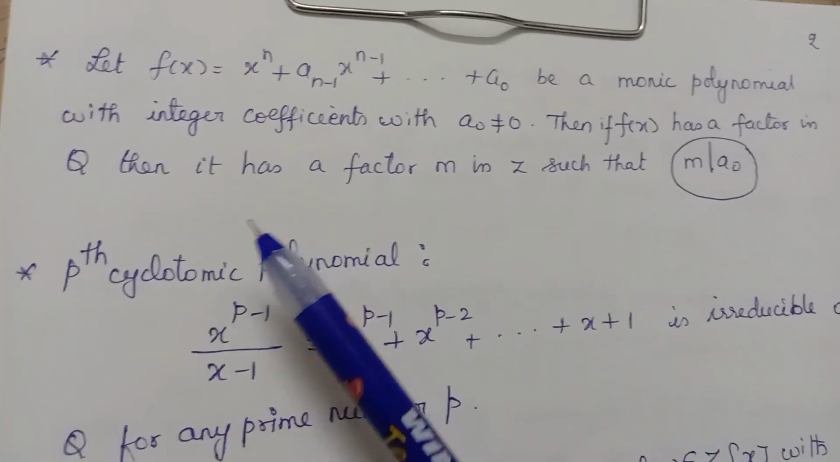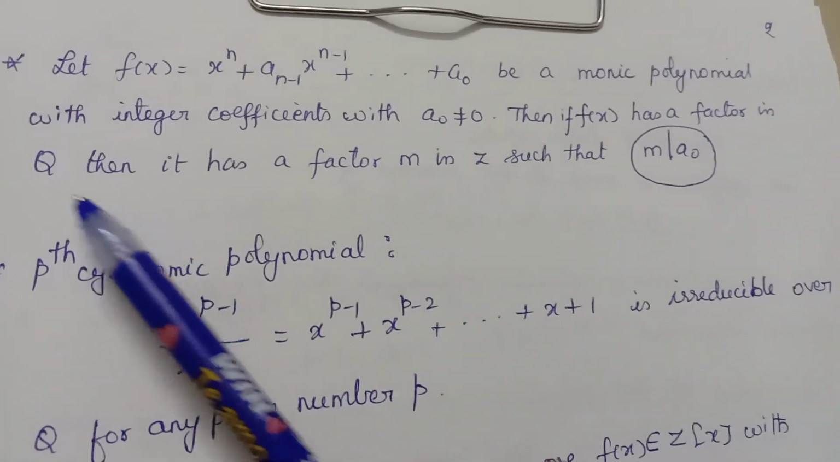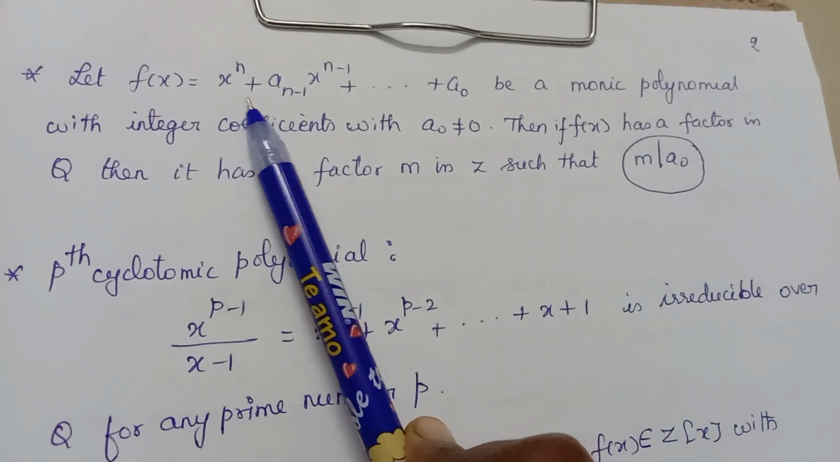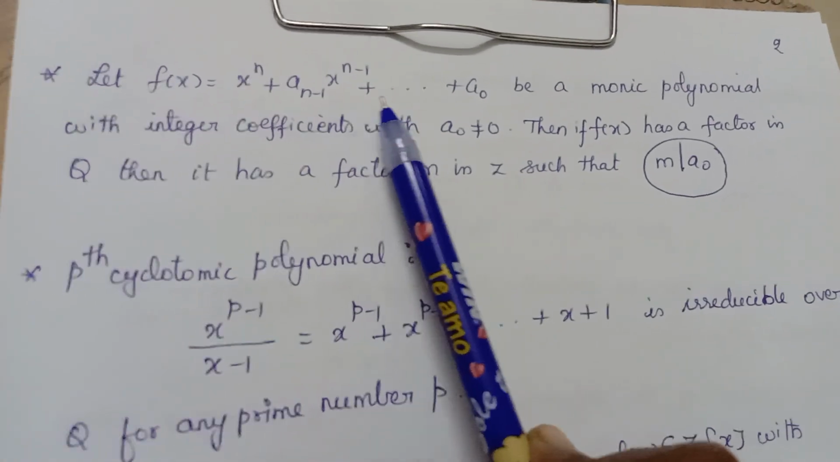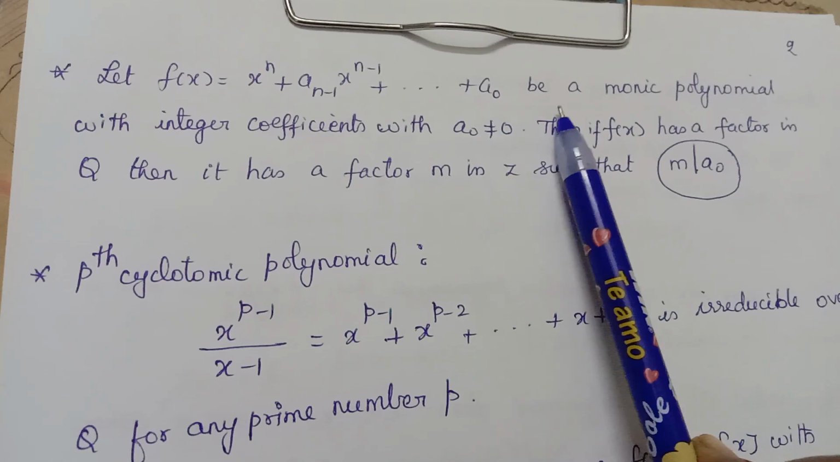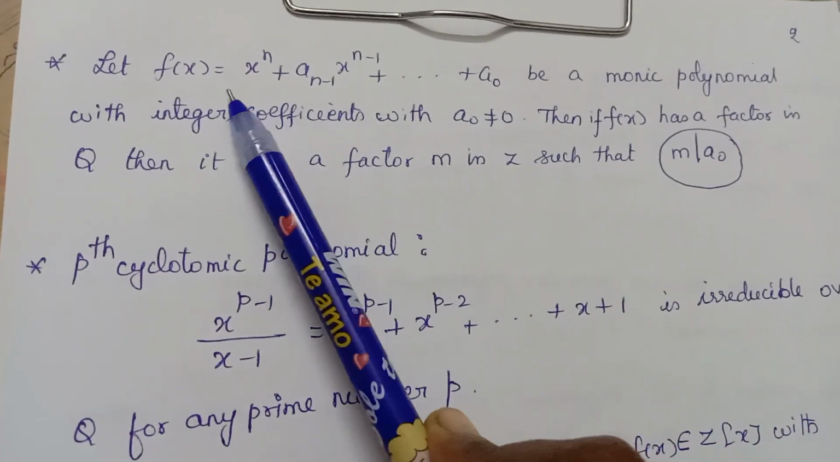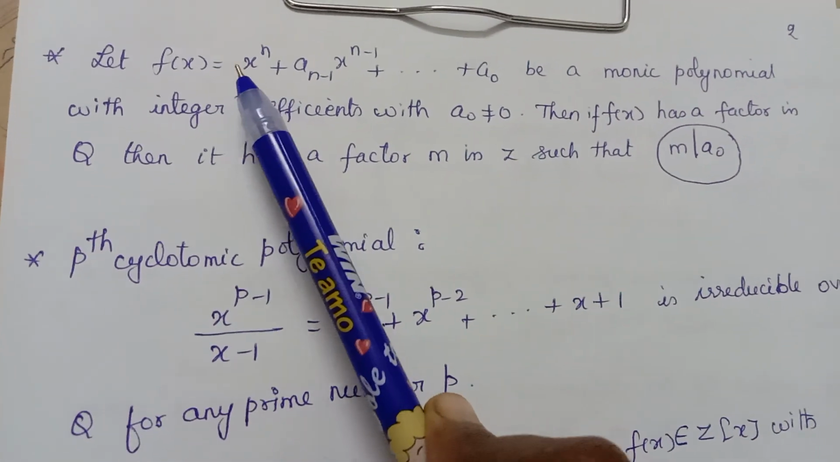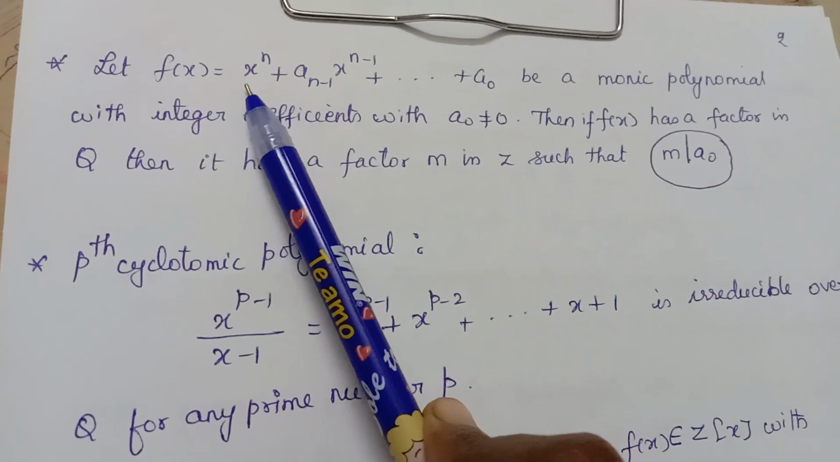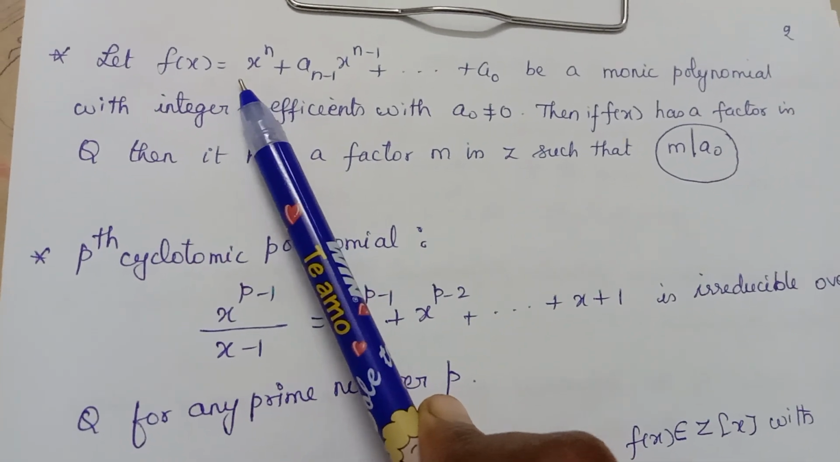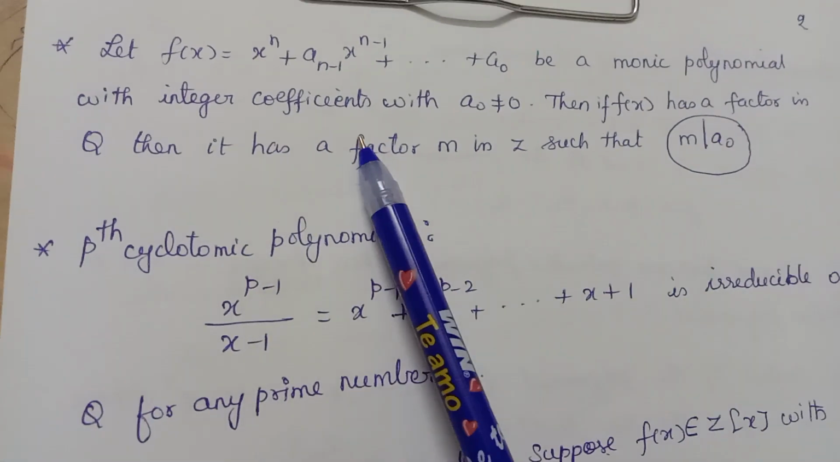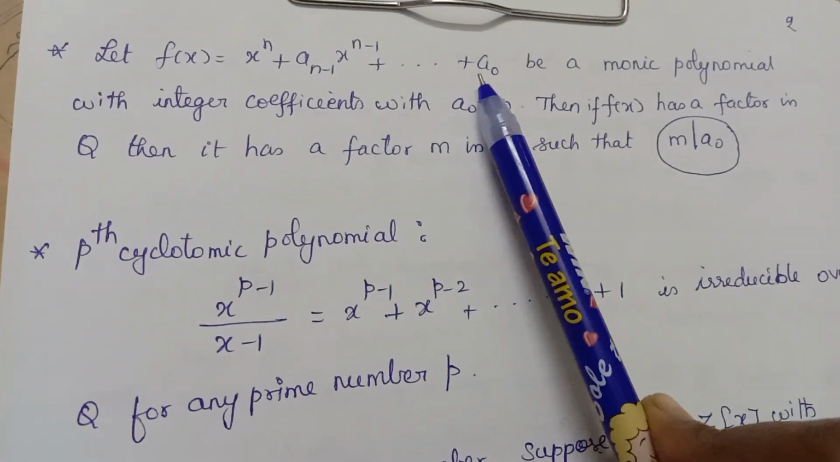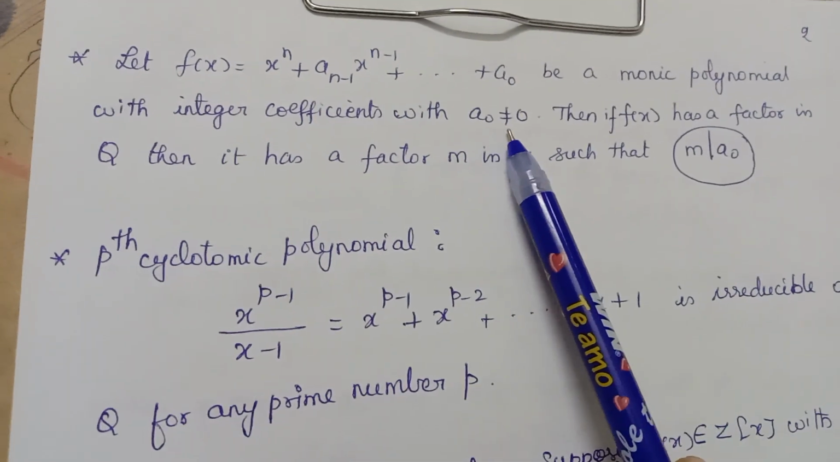Then one more result for checking the reducibility of a polynomial. Let f of x equal to x power n, a n minus 1, x power n minus 1 plus etc. up to a naught be a monic polynomial. See here, I have taken a monic polynomial, that is, the coefficient of the highest degree is equal to 1, with integer coefficients, and a naught is not equal to 0. The constant term should be a non-zero value.